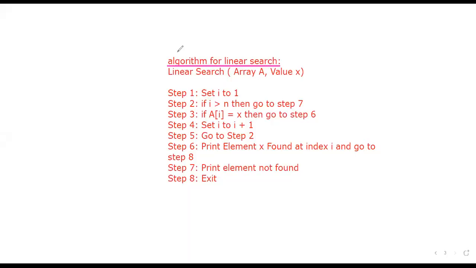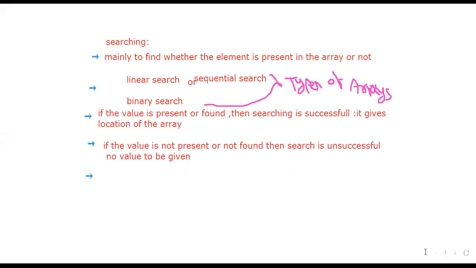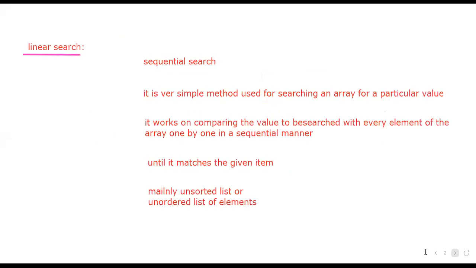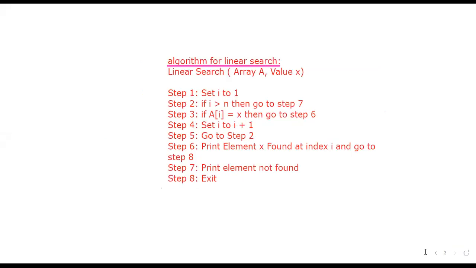So this is the algorithm: linear search, a searching technique. In the next class, I'll tell you binary search. Binary search is very important, and the drawbacks of linear search are overcome by binary search. So this is the sequential search, linear search. The algorithm is like this.